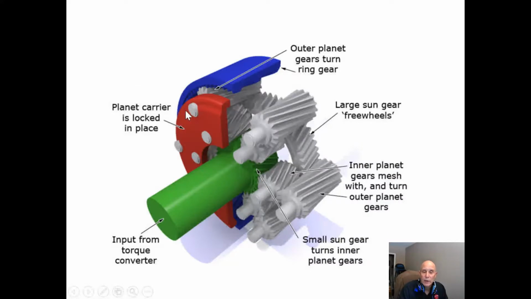This is a double planetary gear set. So our input gear, our sun gear, runs this planetary gear that runs against this other planetary gear set, which runs against our internal gear, our output. And this member here might be held.